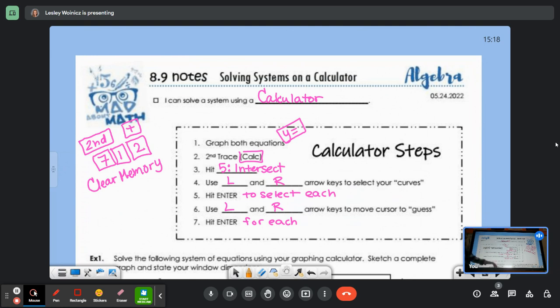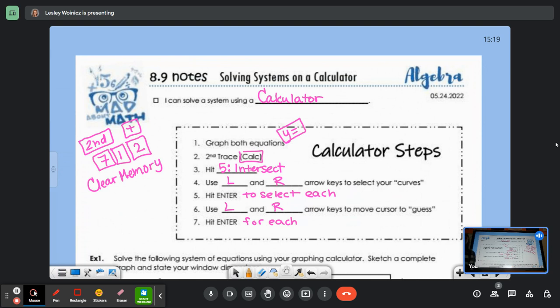All right, next we're going to write down some calculator steps. We're going to write them all down now so I don't have to flip back and forth, because during the first hour when I had to flip back and forth, it was really awkward. So number 1, we're going to graph both equations in y equals. Number 2, we're going to have to hit second and then trace and go to the calculate menu. Number 3, we're going to hit 5 for intersection.